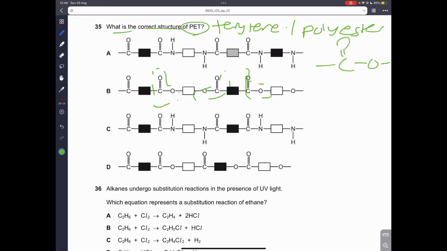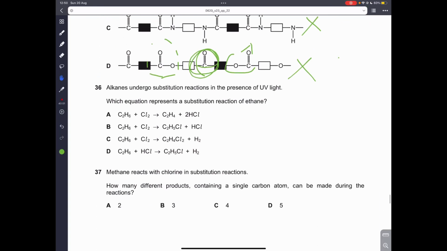We find the ester linkage here, right? It's made out of two different monomers. It is condensation polymerization. So B is the correct answer. It is not D, because remember, although there are ester linkages, look at this. This is not an ester linkage, and therefore D is not correct. A and C have amide linkages, which are not correct, so B is the correct answer.